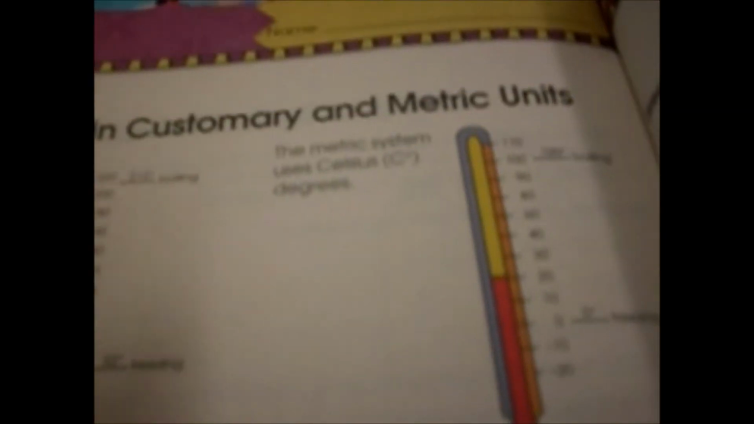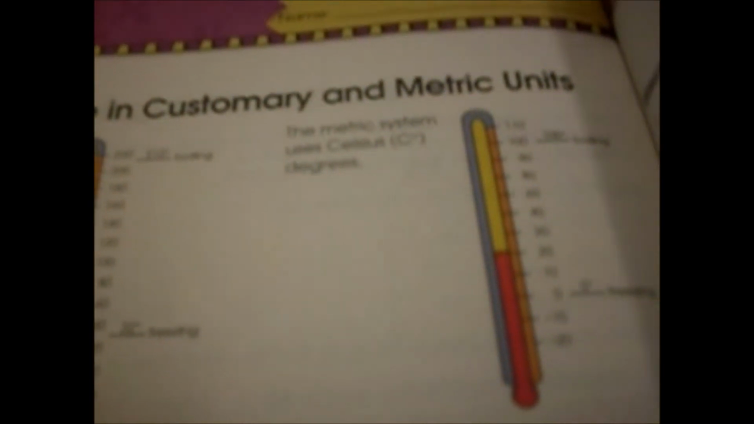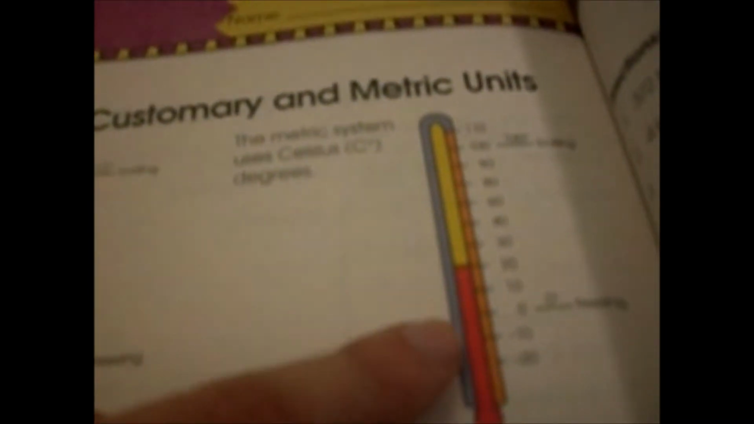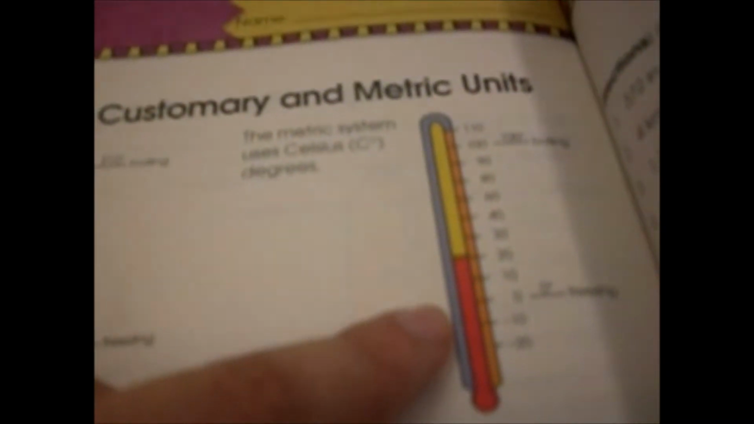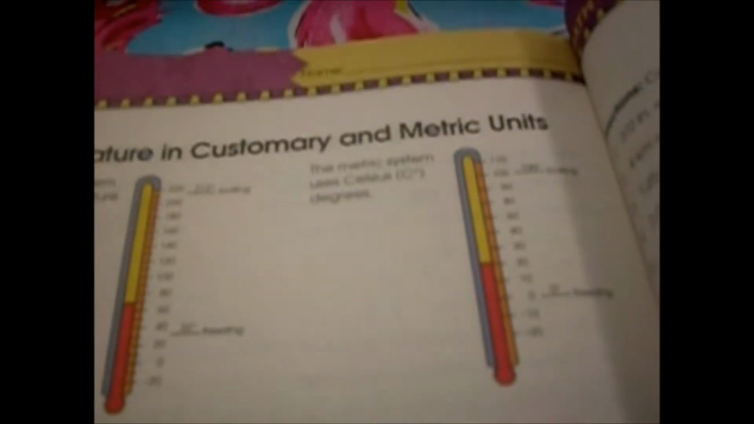So Celsius is what the metric system uses. For Celsius, 0 degrees is freezing, and 100 degrees is boiling. Right? So, down here, we are going to decide what is the most appropriate for each temperature scale.